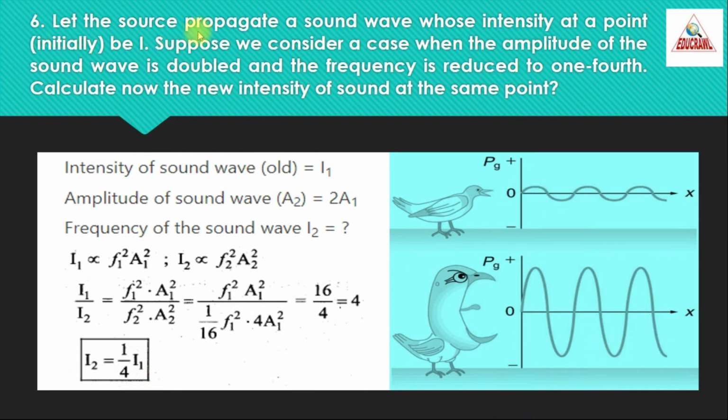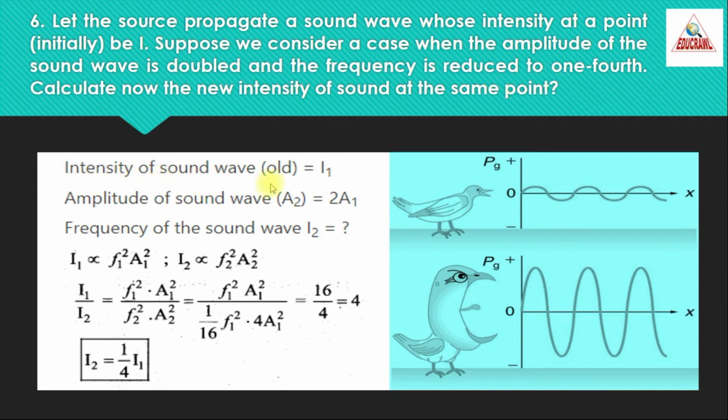Sixth problem. Let the source propagate a sound wave whose intensity at a point is initially I. Suppose we consider a case where the amplitude of the sound wave is doubled and the frequency is reduced to 1/4. Now you have to calculate the new intensity of sound at the same point.